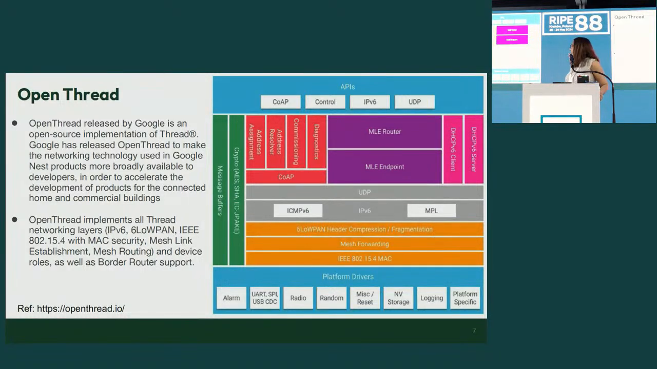If you look at this figure, it shows what services or functionality OpenThread supports at the moment as part of the Thread specification. OpenThread implements all Thread networking layers: IPv6, 6LoWPAN, IEEE 802.15.4 with MAC security, mesh link establishment, mesh routing, and device roles such as border router support.